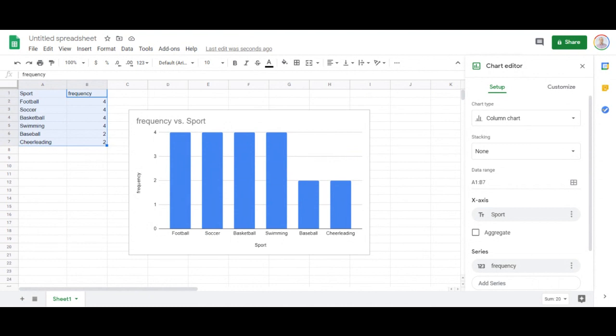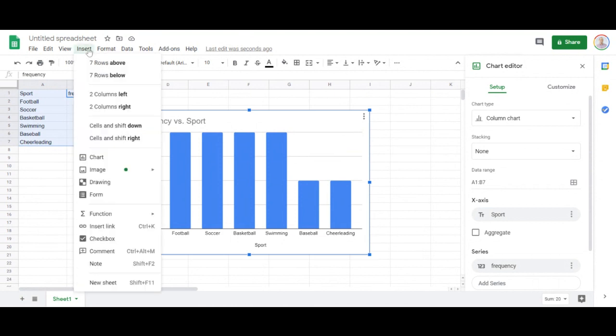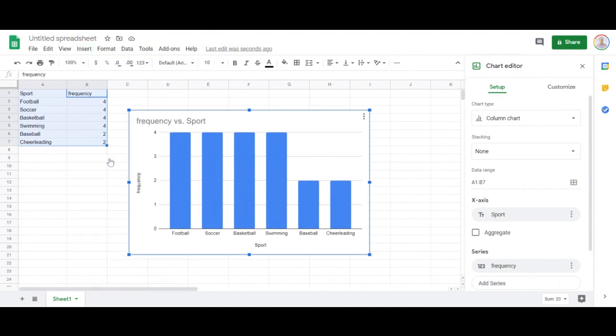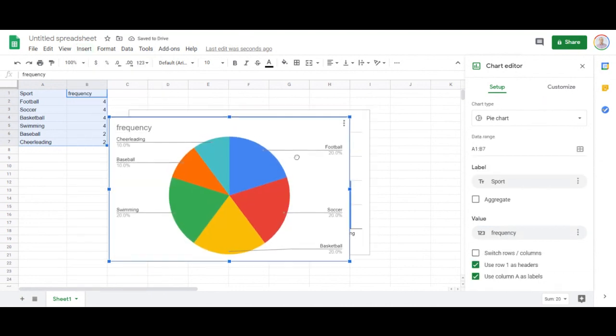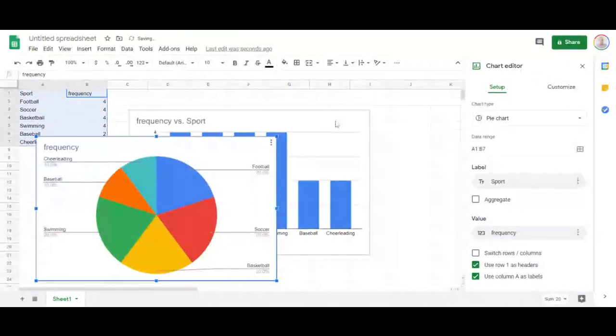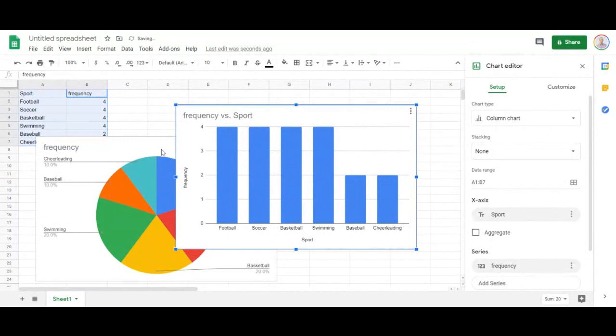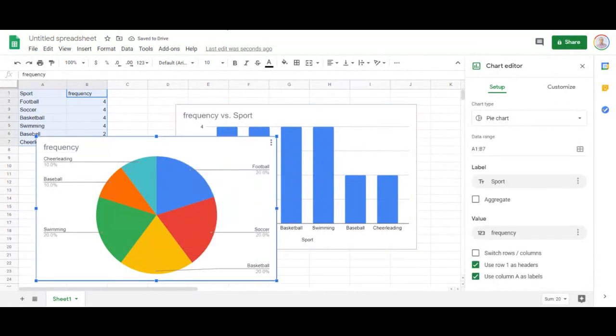Okay. Now for the pie chart, what I also do is this. If I were to click on Insert Chart and then Insert Chart again, I can make another chart. And it gave me a pie chart automatically. Nice. So this is what we have. This is our pie chart. Let me just move this over. But now you can see the pie chart we have.